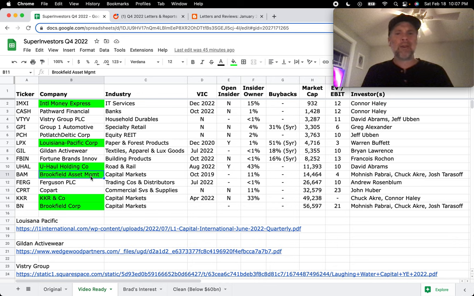The next one, Brookfield Asset Management. So, of course, Monish Pabrai has been buying Brookfield Asset Management. Chuck Akre has owned it, I think, for some time, along with KKR. And Josh Tarasoff of Greenlea Lane Capital Management also was buying Brookfield Asset Management in the fourth quarter. So Brookfield is interesting. Monish Pabrai has talked quite a bit about Bruce Flatt. It seems like Brookfield has been incredible for shareholders. I think the CAGR, in terms of shareholder returns over the last 30 years, has been like 20% a year, okay? As opposed to 10% for the U.S. stock market. So just incredible performance.